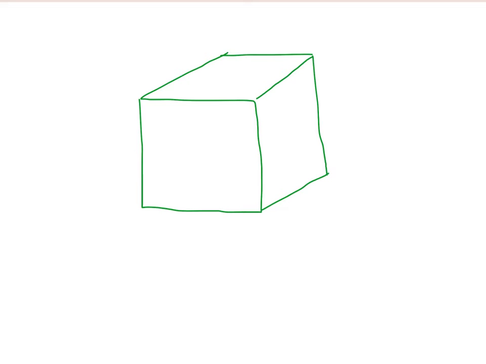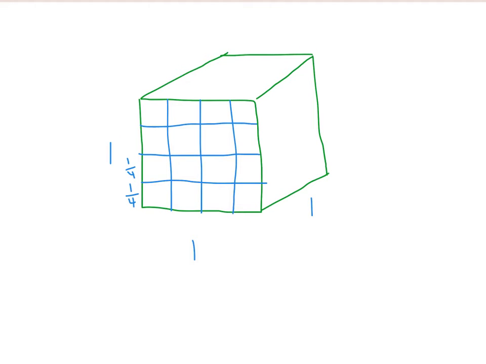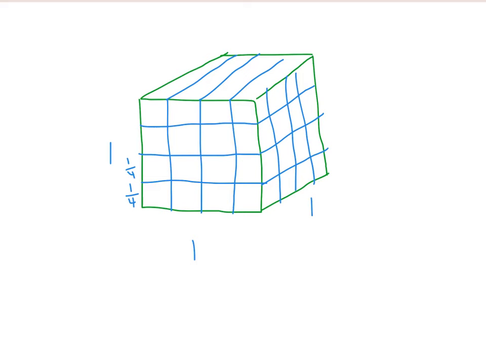So what does that look like? Here's a 1 by 1 by 1 cube, but let's cut it into 1/4 inches, right? So a 1 inch would be cut 4 times, right? These would each be 1/4 of an inch. Do you see that? Okay, and I'm going to do the same thing here. The same thing here. And the same thing on top. Every side cut 4 times.